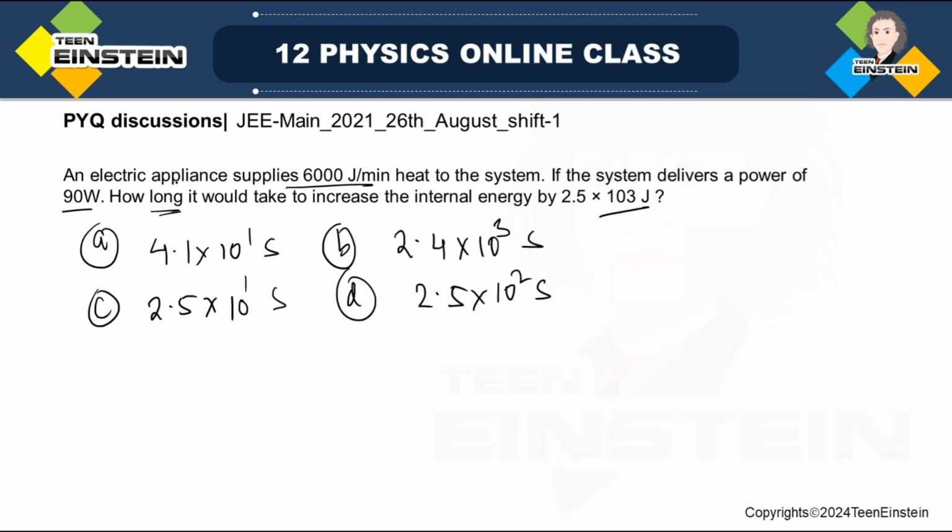Look, an electric appliance supplies this much heat to the system. If the system delivers a power of this much, the system supplies this much heat. This is the rate of heat transfer to the system. So this is 10 to the power 3 joule, 2.5 into 10 to the power 3 joule, that means 2500 joule. Internal energy has to be increased.